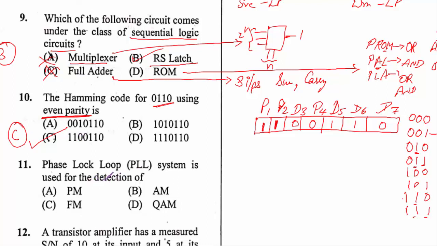11th question, what they have given is phase lock loop is used for the detection of, directly I can tell, is used for the detection of FM signal. Hence option C is going to follow.